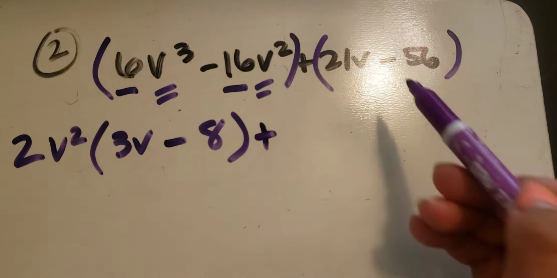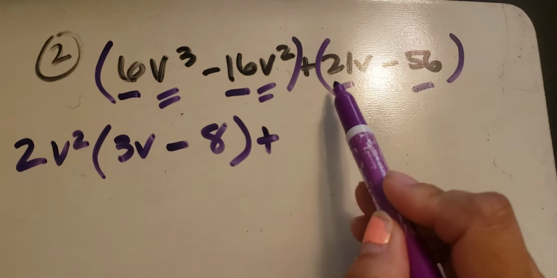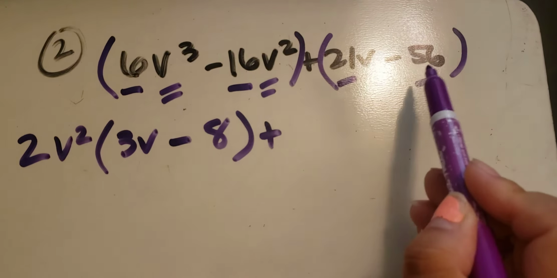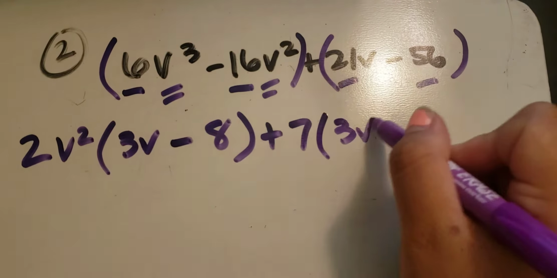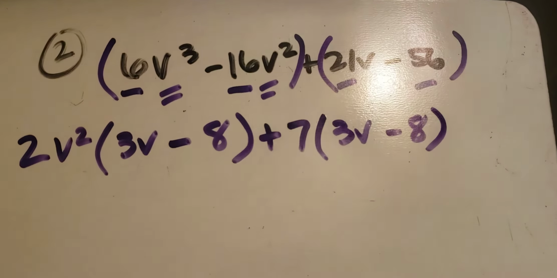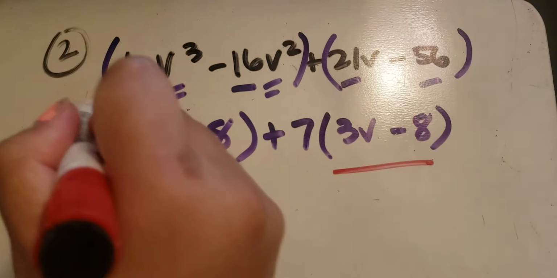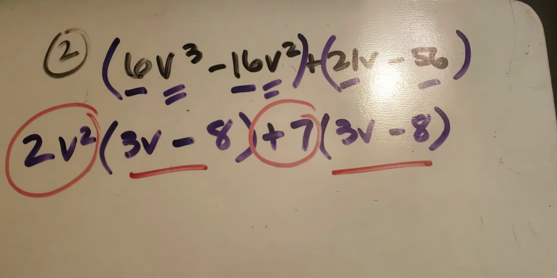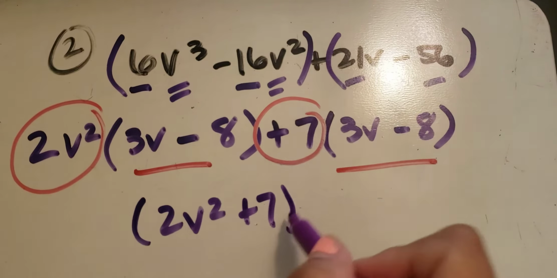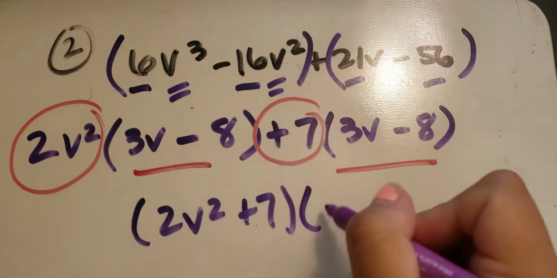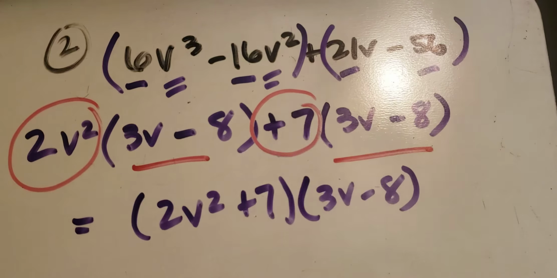Plus, I just bring down that plus. Between 21 and 56, I can factor out, I know factors of 21 are 7 and 3, and 7 goes into 56, so 7. And this one has a variable and this one doesn't. So this would be 3v minus 8. And again, you know you did it correctly because what's in parentheses is showing up exactly the same. So just take your coefficients and put them into one parentheses. So 2v squared plus 7. And then these repeat, but you only write it down once. 3v minus 8, okay? And that's your final answer.